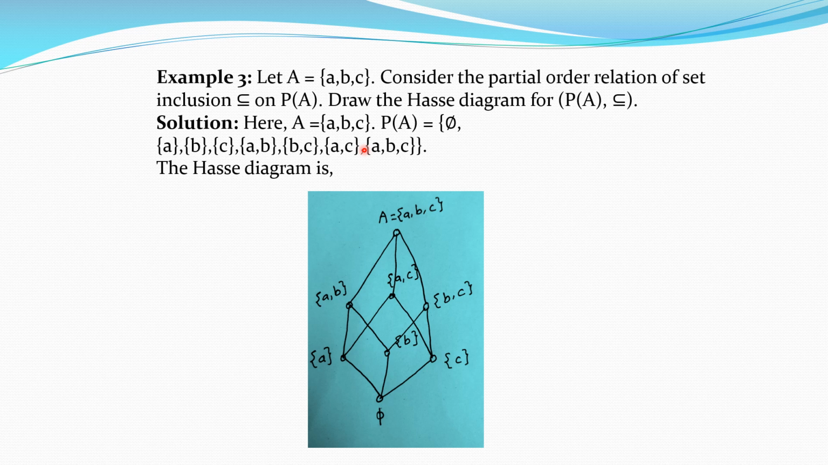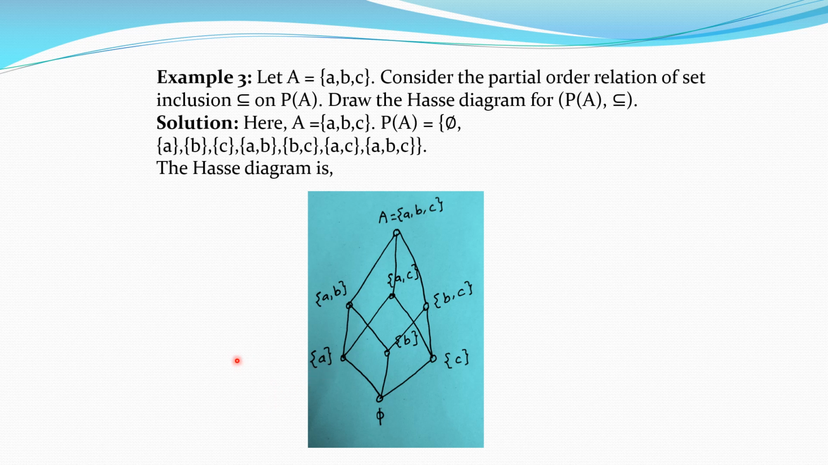Now there is no element in P(A) which is a subset of phi, which means no element is related to phi. So phi is at the lowest level. Now phi is a subset of every set actually, so phi is related to each element. But if you observe here, phi is a subset of singleton a, singleton b, singleton c directly. This means there is no set X such that phi is a subset of X and X is a subset of singleton a. So above phi, at the upper level, we have to take three elements, singleton a, singleton b, singleton c, and we join phi to singleton a, phi to singleton b, and phi to singleton c as they are related.